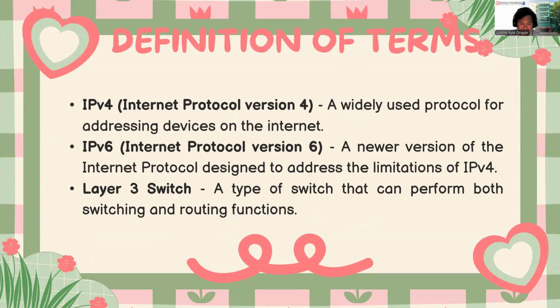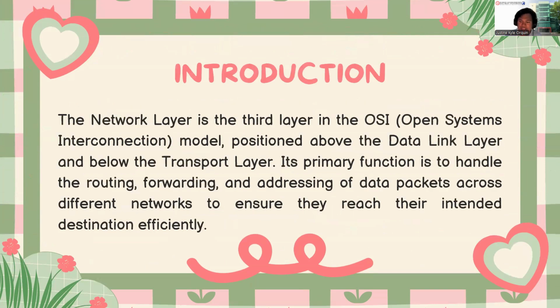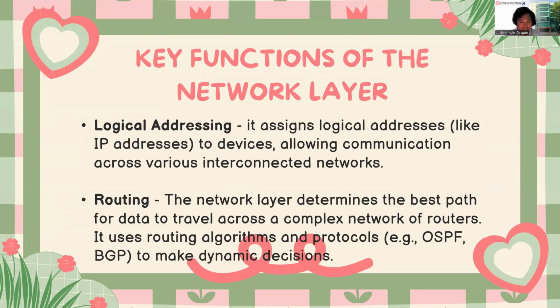Layer 3 switch. It is a hybrid device, a type of switch that can perform both switching and routing functions. The network layer is positioned above the data link layer and below the transport layer in the OSI model. Its main job is to route, forward, and address data packets to ensure they arrive at the correct destination across various networks. Now let's break down the key functions.